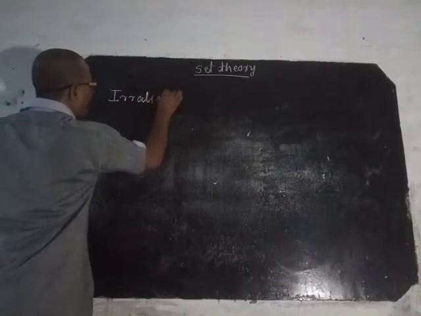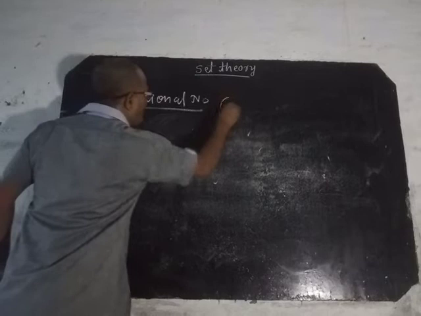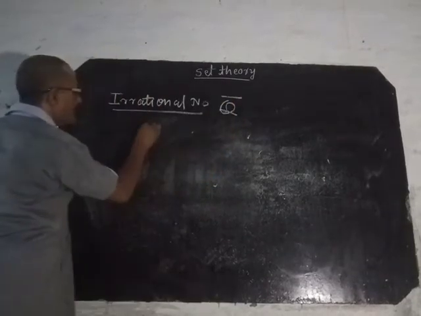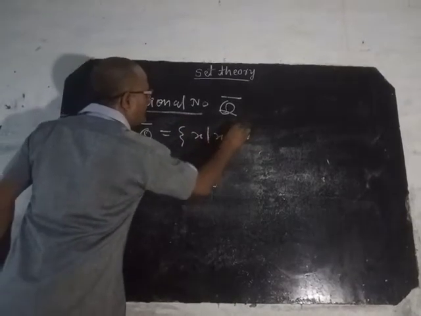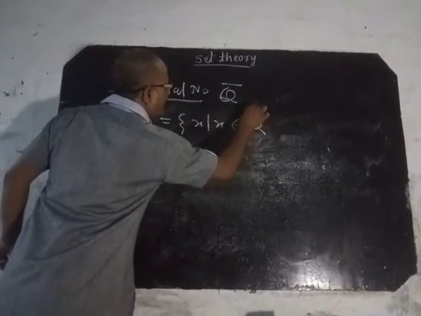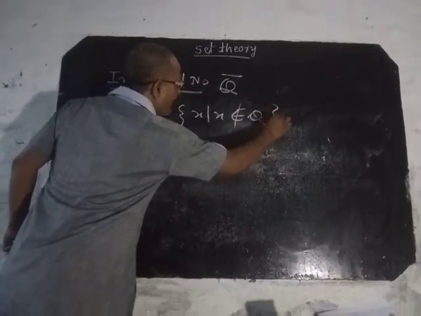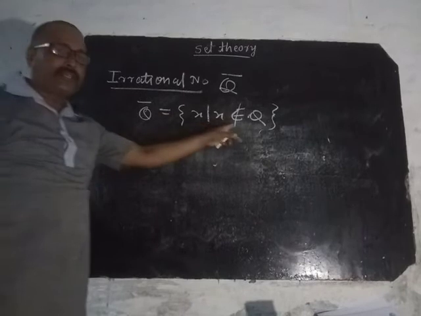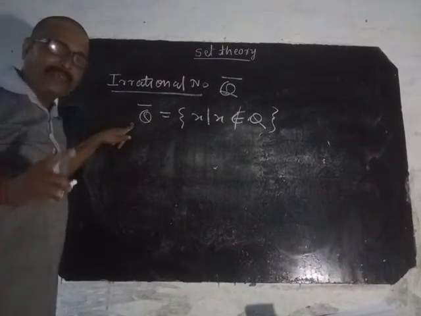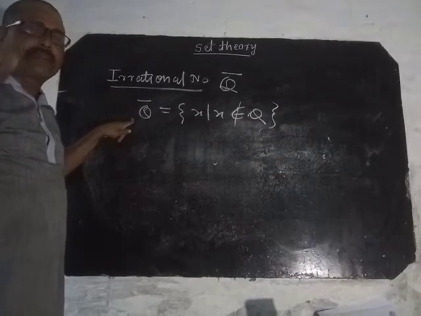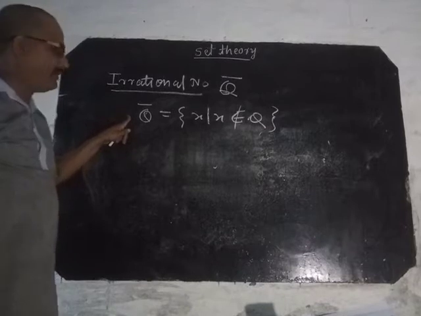Irrational number. It is written by Q bar. Q bar is defined as x such that x does not belong to rational. Any number which is not rational is known as an irrational number. What do I say? Any number which does not belong to rational is known as an irrational number.